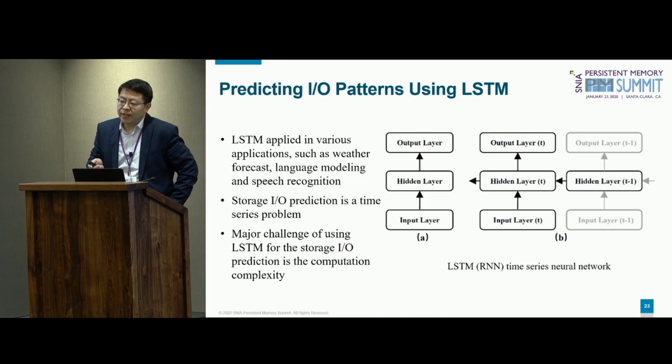LSTM stands for long short-term memory. It is one kind of recurrent neural network, and LSTM has been applied in various applications such as weather forecasting, language modeling, etc. It's good at handling time series problems. Since storage I/O prediction is also a time series problem, we use LSTM to do the storage I/O prediction.